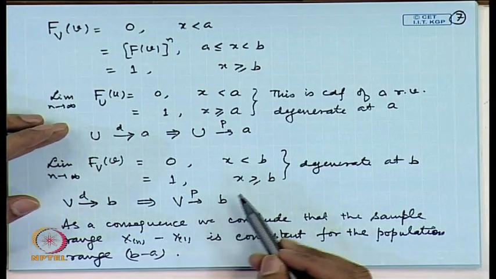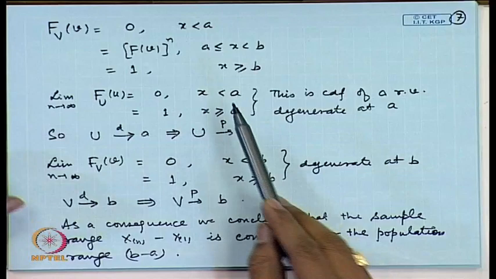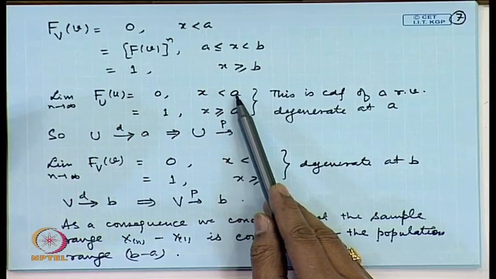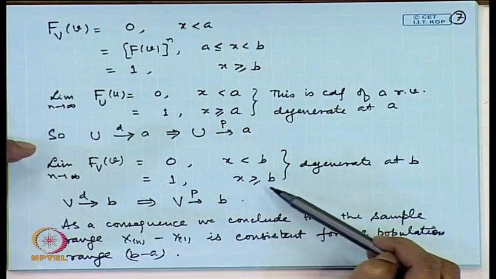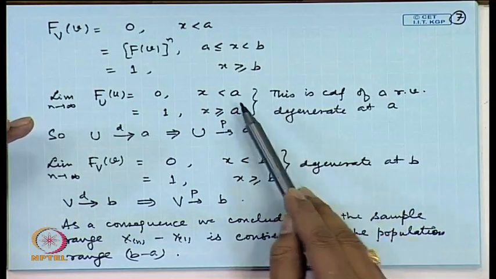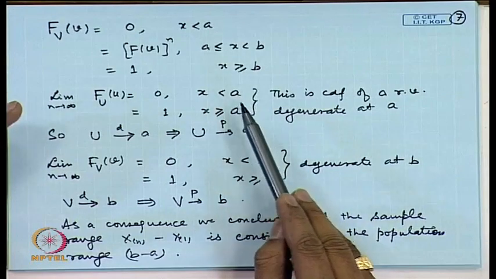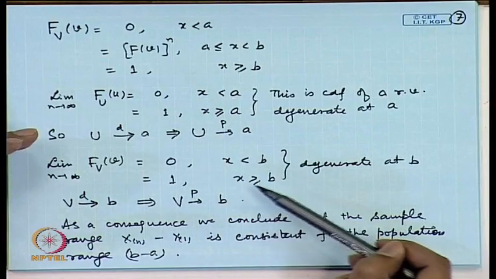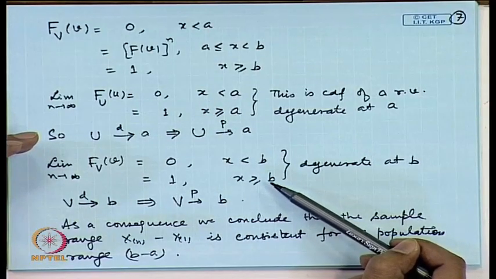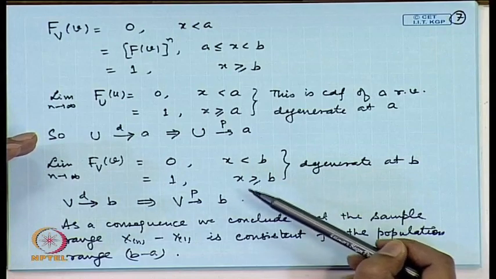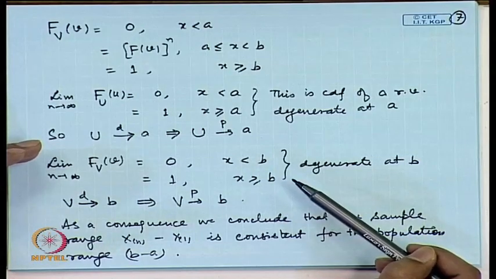We have some further special cases here. For example, the lower limit could be minus infinity or the upper limit could be plus infinity. In that case, for example, if the lower limit is minus infinity, then x 1 does not converge in probability. Similarly, if the highest value is unbounded, that means b is infinity, then x n does not converge in probability.